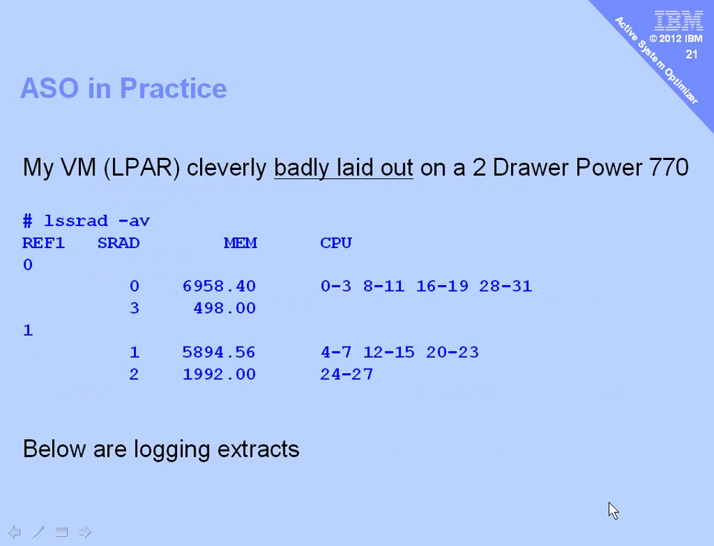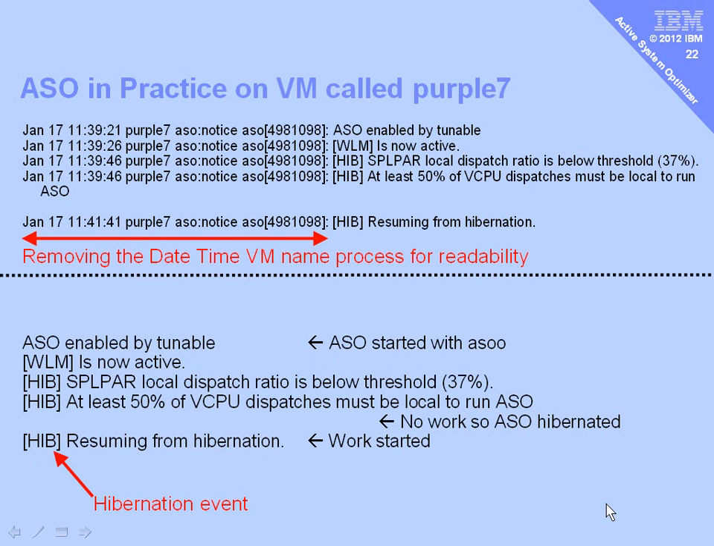I'm actually running this on a Power 7, and I've made sure that the virtual machine is badly laid out across my box. The ref numbers in here is the SRAD name for the two books in my machine. The SRADs are the individual Power 7 chips, and you can see I have a mixture of CPU and memory spread across the entire machine. This will give ASO a good opportunity to do better when it's running my workload. And if you look at SRAD 3, we have some memory there on one chip and it actually has no CPUs at all.